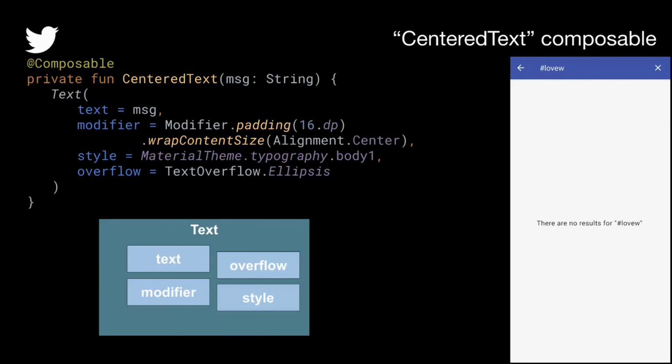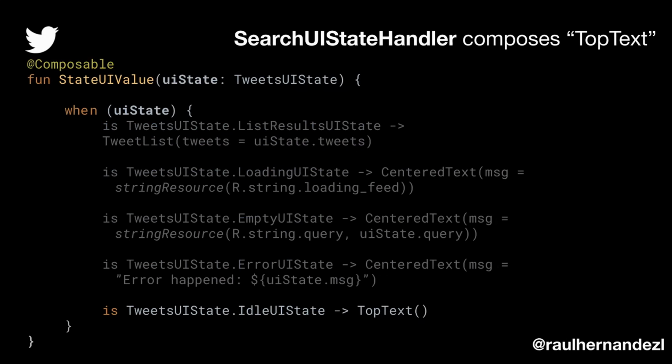Center text is something as simple as a text with the message, the padding, the Material theme typography, an ellipsis, and some other parameters that you can dig into in the documentation. Of course, the idle UI state, that basically for me is just a top text with a different alignment. That's why it's another one.